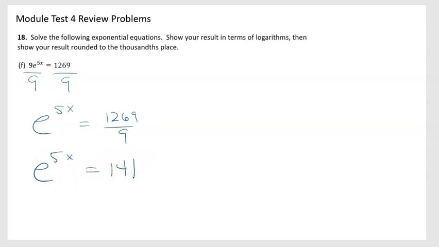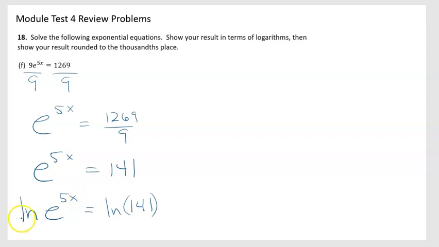Now, I need to solve for x, it's in an exponent. Remember, the next step is to take the natural log of both sides. So I have the natural log of e to the 5x is equal to the natural log of 141. You can throw parentheses around that 141 if you like.